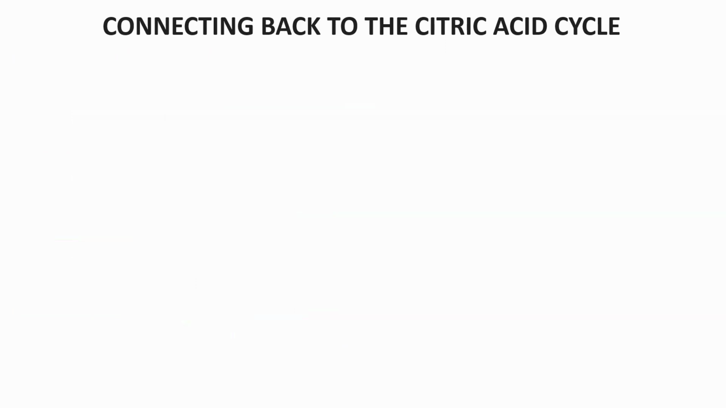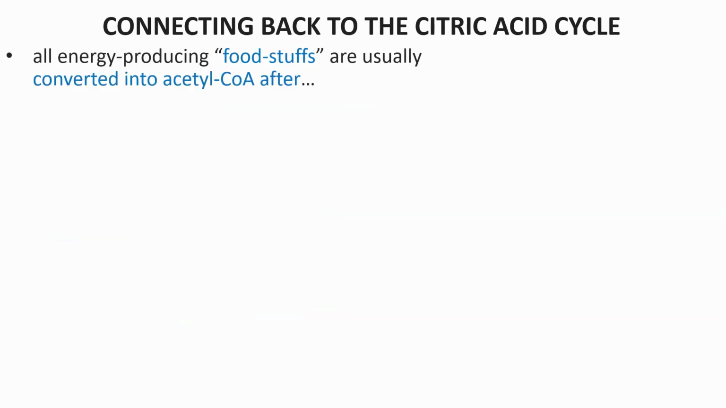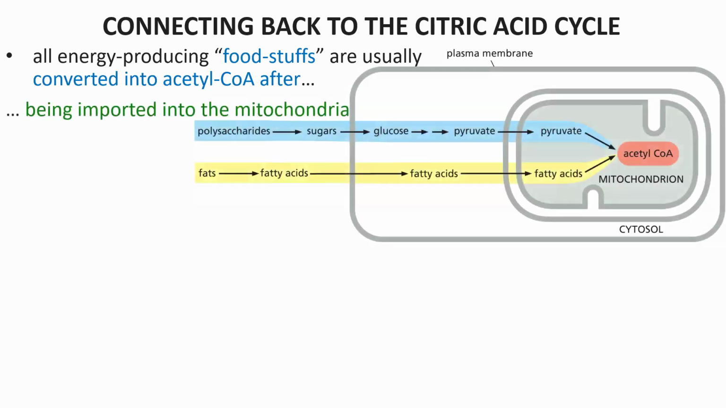All right, so we've kind of built a pretty strong foundation here. Hopefully we're comfortable with where we are in the mitochondria and what's going to happen from a big picture perspective. Let's start filling in the details. Let's go back to the citric acid cycle where we left off last week. And remember that all of the energy producing, high potential energy, high energy electron containing foodstuffs that we've consumed are usually digested down into their monomers and then ultimately converted into acetyl-CoA.